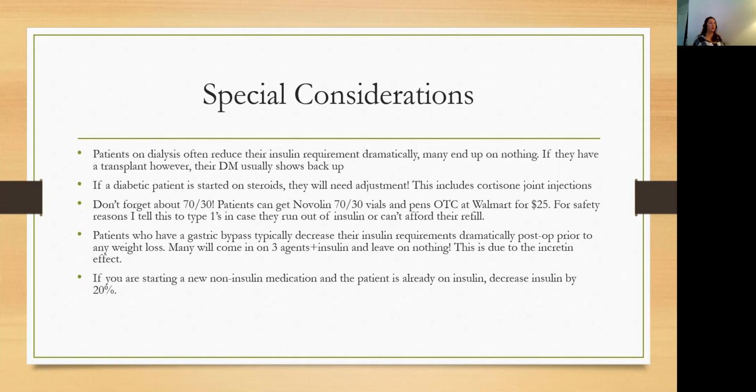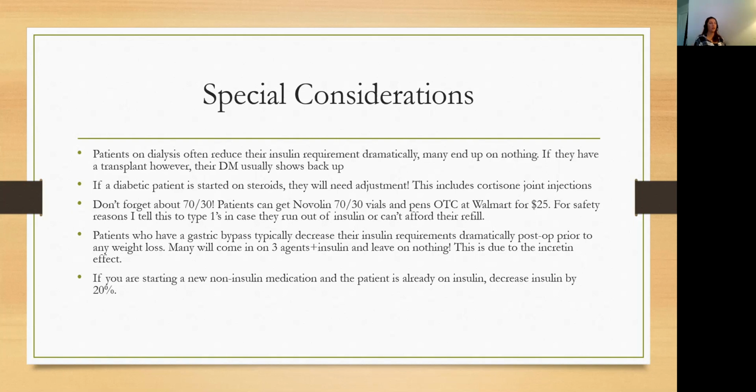And then, like I said, don't forget about mixed insulin. Patients can actually get 70/30 vials and pens over the counter at Walmart. This is a safety thing, and I tell it to type 1s because I have had type 1s run out of insulin and not call me and just not take insulin and end up in the hospital in DKA. So it's good to know that they can literally go to Walmart without a prescription and buy mixed insulin. The vials are usually $25. I think the pens are like 40 or 50, but there's more pens in a box than one vial of insulin, so it kind of evens out.